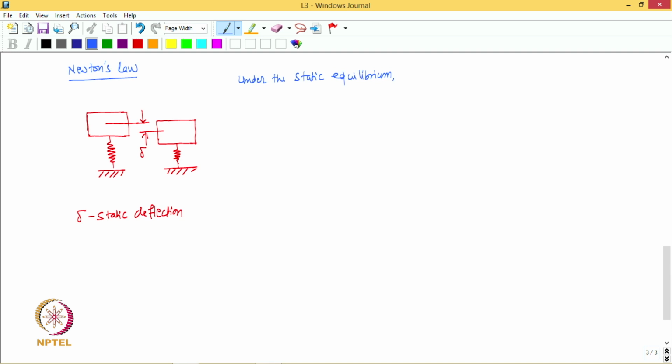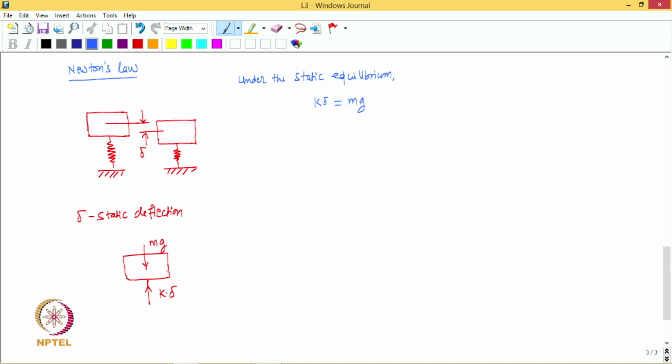under static equilibrium, we can make the free body diagram of the mass. This is the free body diagram of the mass. To make the free body diagram, we need to show all the forces acting on the mass. One force is due to the spring. When the spring is compressed, the spring is going to apply a force in the upward direction, which will be nothing but k into delta. And then there is the gravity force mg, and hence under the equilibrium we can say that k delta should be equal to mg.